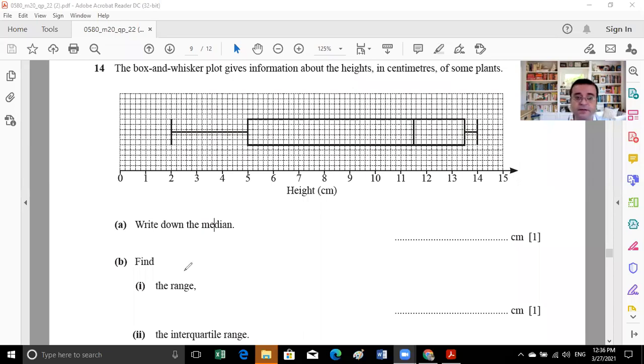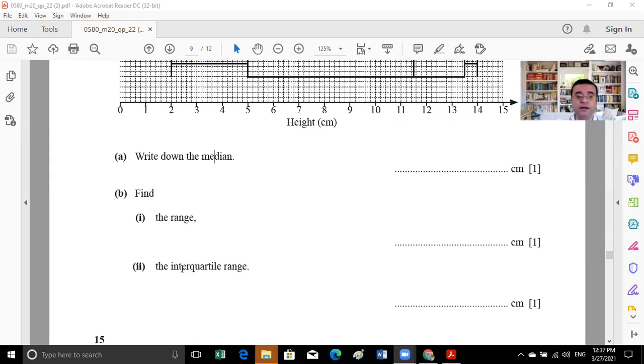Now, the range. What's the definition of the range? The range is Max, the highest value, minus Minimum, the smaller one, the lowest value. What is the highest value? 14. 14 minus 2. You get 12. Easy? Yeah. Okay, done. Super easy.